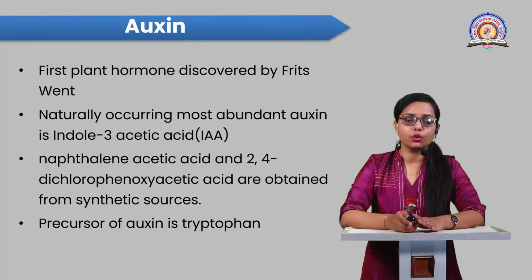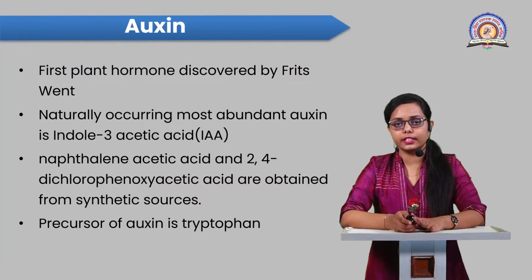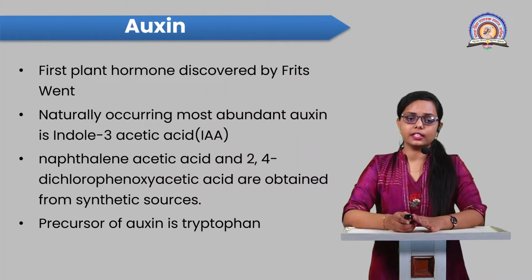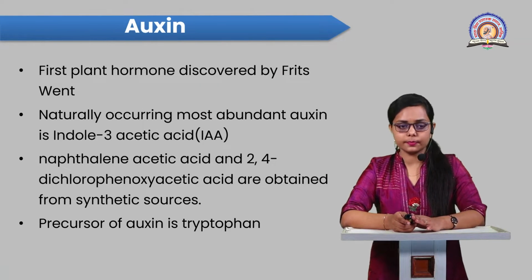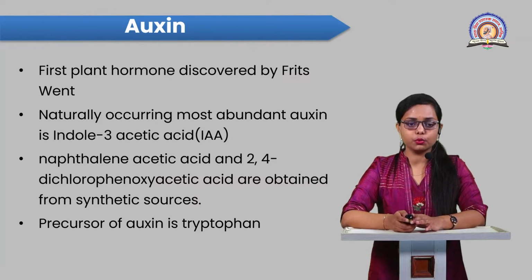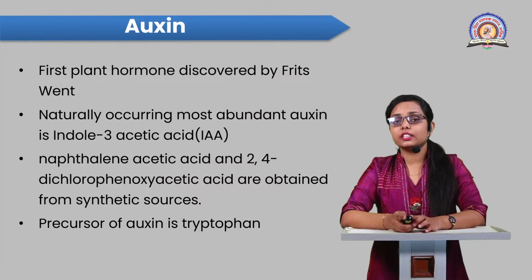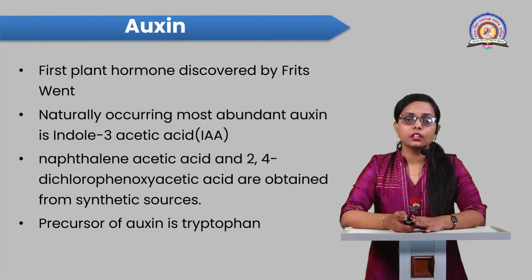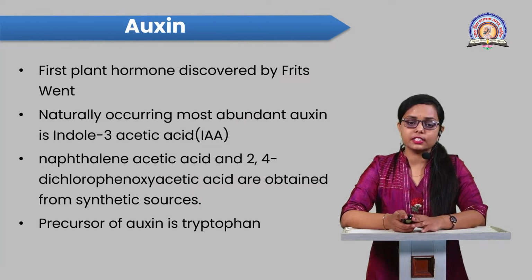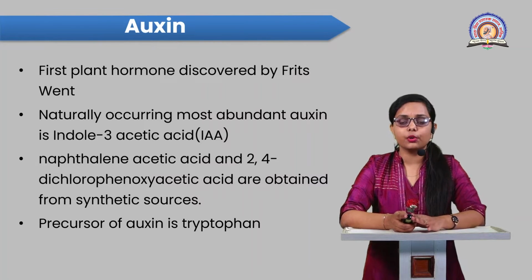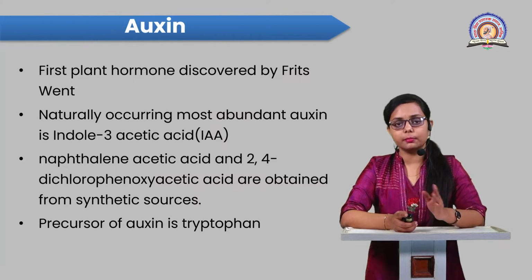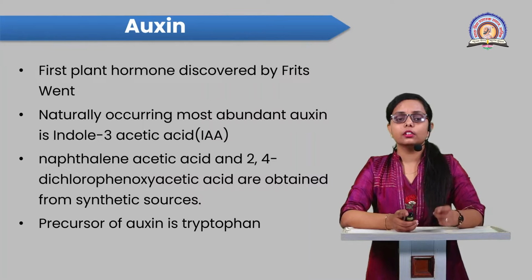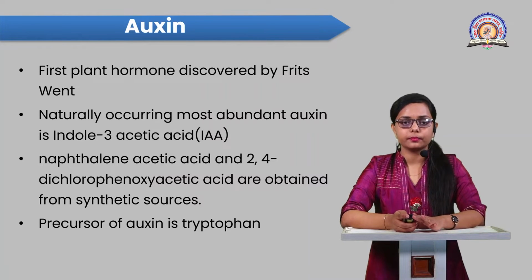First is auxin. Auxin is the first hormone which was discovered in the plant, and it was discovered by Fritz Went. The naturally occurring auxin in plants is IAA, which is indole 3 acetic acid. Also, naphthalene acetic acid and 2,4-dichlorophenoxyacetic acid are obtained from synthetic sources. It has broad use in agriculture. The precursor of auxin in plants is tryptophan. Tryptophan is the amino acid from which, through a biosynthetic scheme, auxin is synthesized.